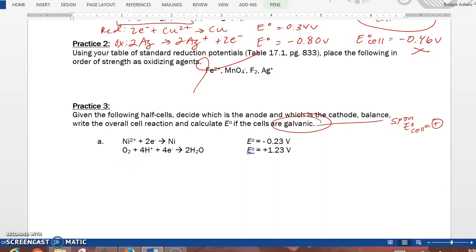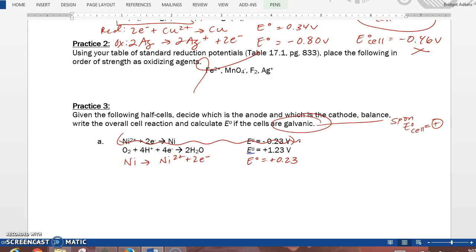And so the question is, which one do we flip? If we were to flip the first one, then this reaction becomes a positive 0.23 volt. And when I add that to a positive 1.23 volts, I get a positive number. If I were to flip the second one, now I'm going to have to make this a negative 1.23, and the overall voltage would be negative, which means it would not be galvanic. So that's how you figure out who you flip. So I'm going to flip that one. So now we've got nickel forming nickel 2 plus and 2 electrons, and E0 is now a positive 0.23. So I'm going to get rid of that one so we don't try to use it.